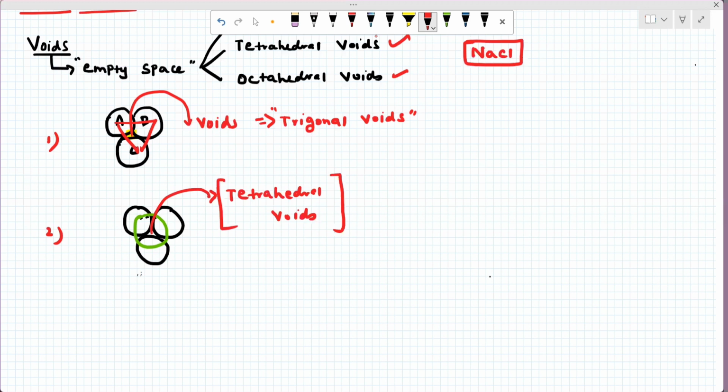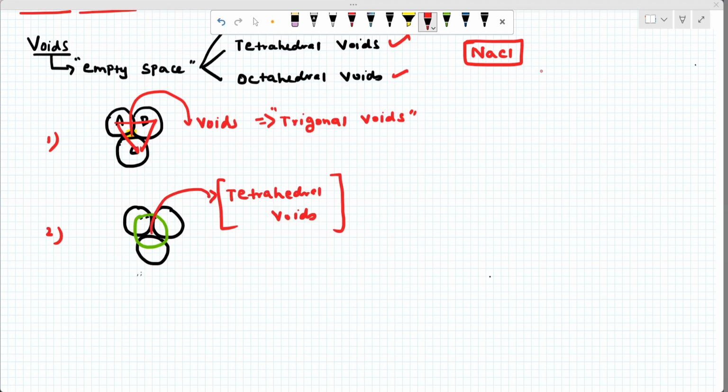Now, ionic crystal, for example NaCl. What is an ionic crystal? It has ions, one cation and one anion. One of the ions, either the cation or the anion, occupies the lattice, for example an FCC or BCC lattice, and the other ion occupies the voids. That is the concept. Before discussing ionic crystals, if you know about voids, the topic becomes very easy.